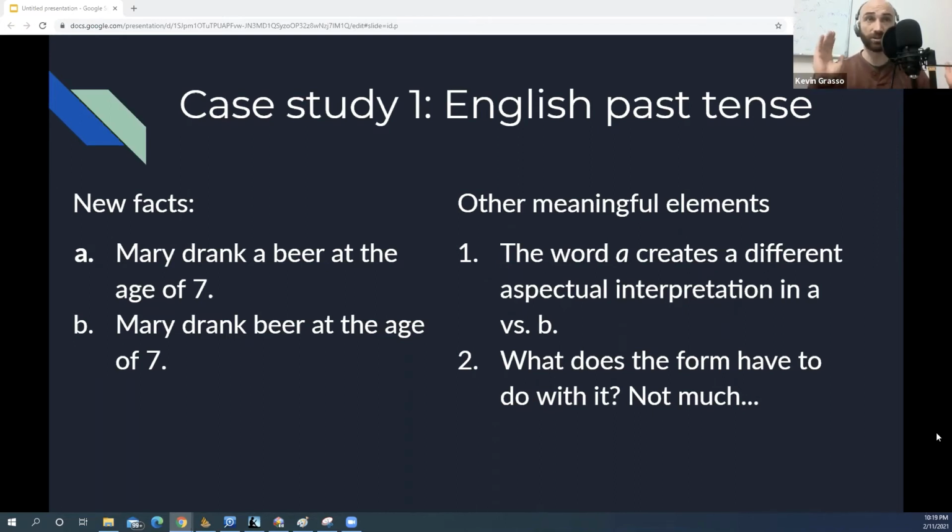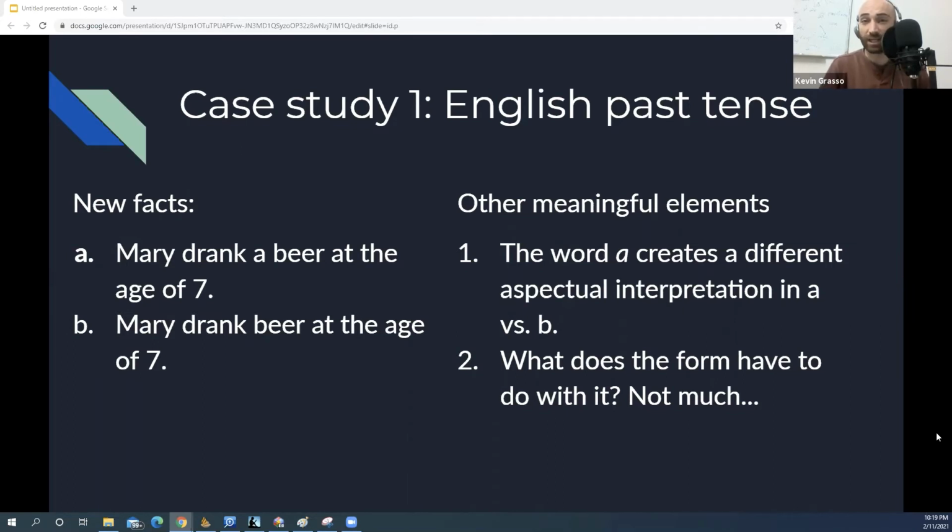And that makes sense because drinking a beer is actually a telic predicate, right? When the beer is gone, the beer has been drunk. Mary drank beer at the age of 7 is a habitual. So all of a sudden, this little word A has made the difference in understanding B as habitual and A as non-habitual. Same verb form, right? All we did was add A or subtract it. And so the point here is that this has nothing to do with the verb form, or it has everything to do with the semantics of A.